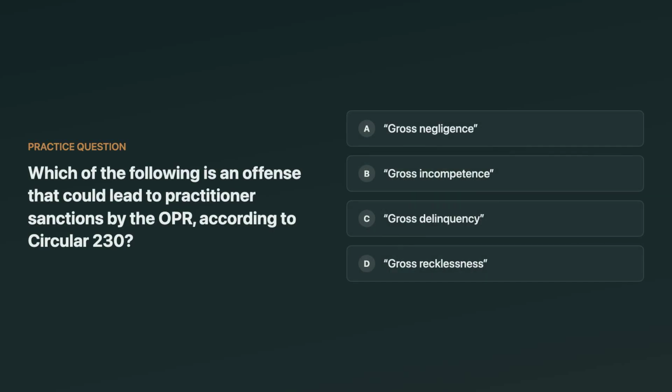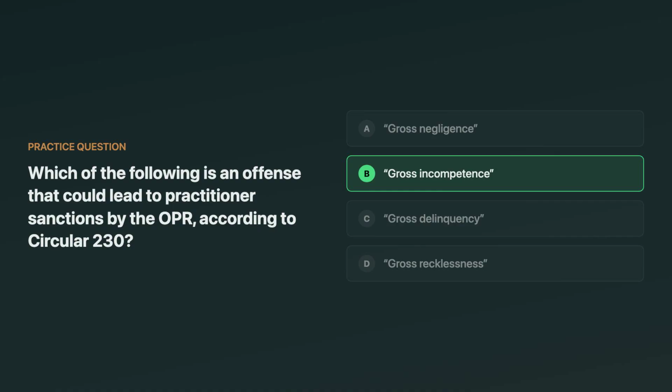Which of the following is an offense that could lead to practitioner sanctions by OPR under Circular 230? The choices are gross negligence, gross incompetence, gross delinquency, or gross recklessness. Think about the exact Circular 230 wording OPR uses for sanctionable conduct.